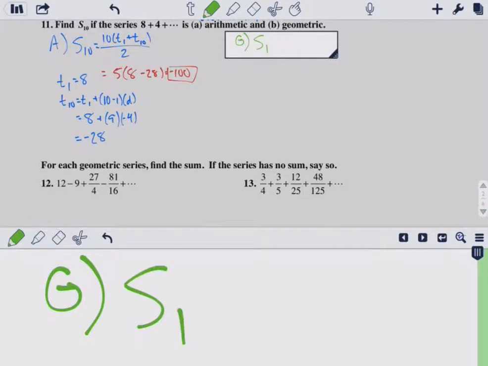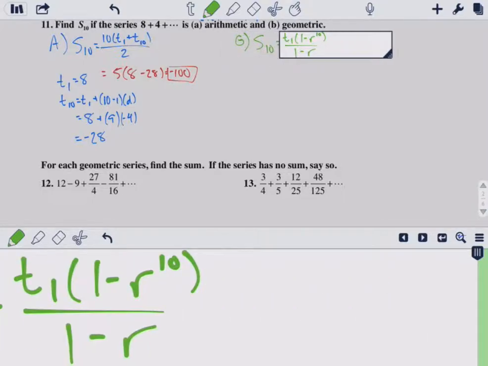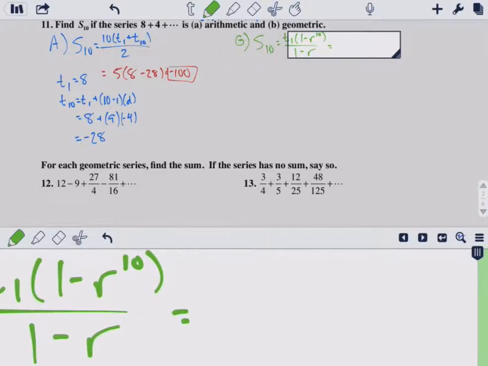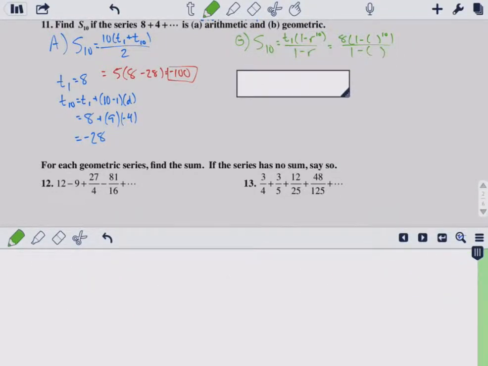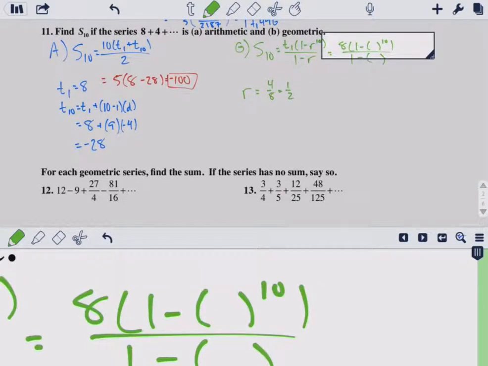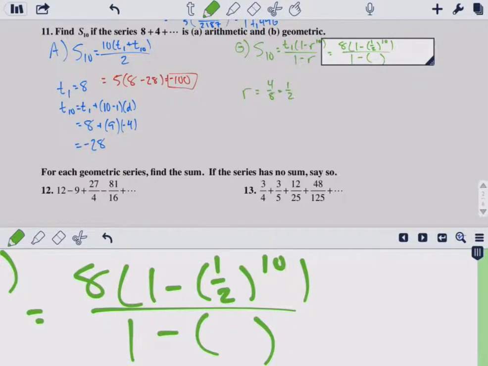Okay. S sub 10 is equal to t sub 1 times 1 minus r raised to the 10th over 1 minus r. Okay, well, t sub 1 I know. T sub 1 is 8 times 1 minus r to the 10th over 1 minus r. Okay, in this case, r is equal to 4 divided by 8, or 1/2. Okay, so 1/2 to the 10th. 2 to the 10th is 1,024.